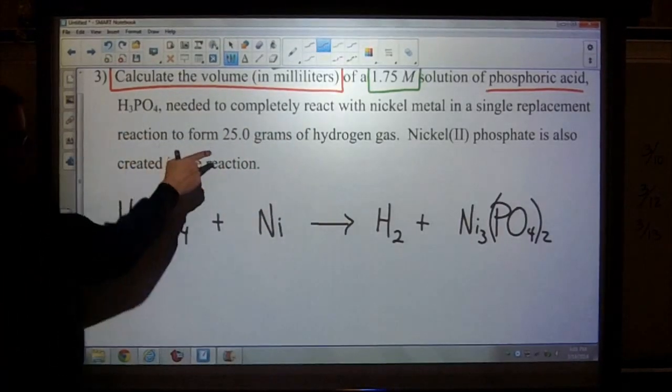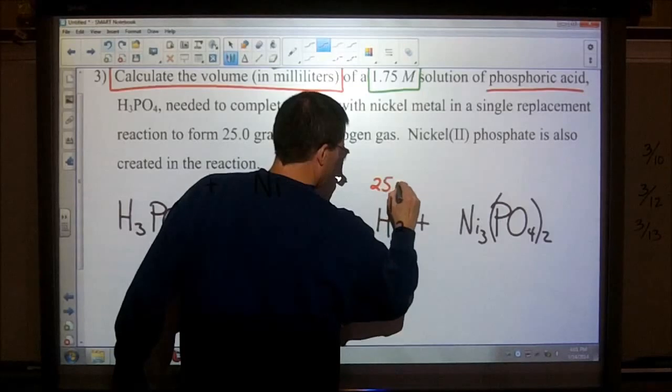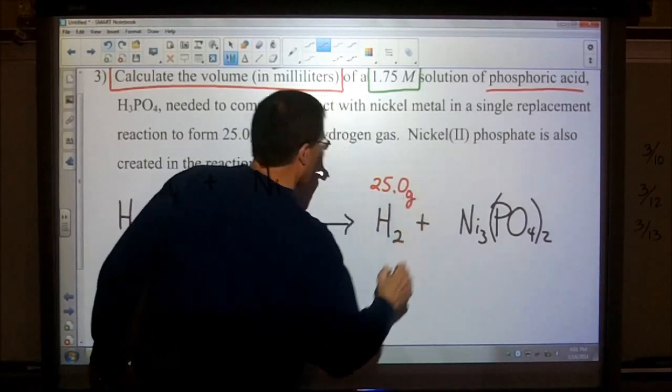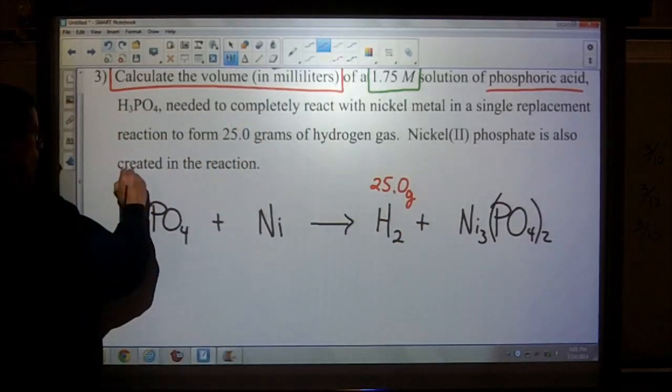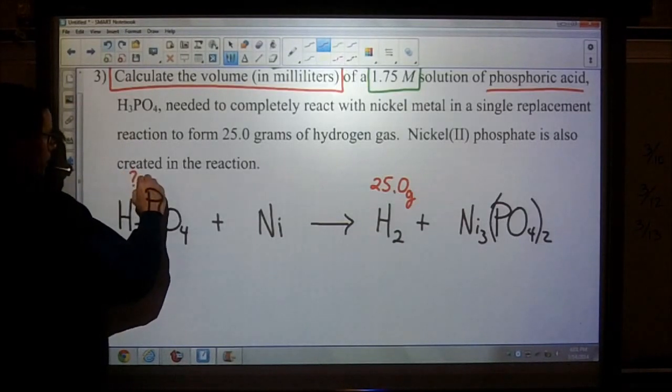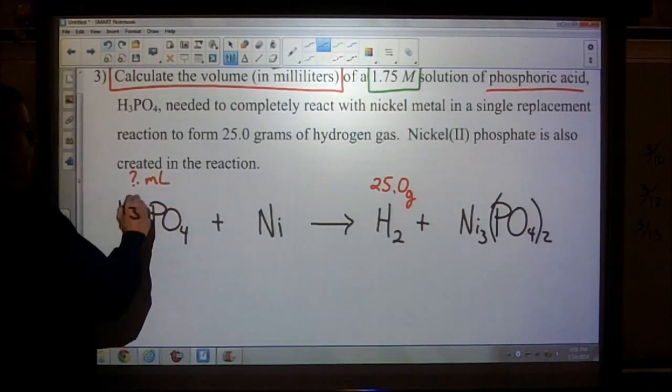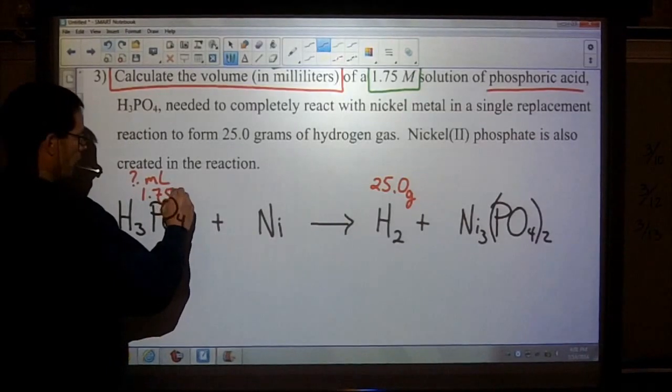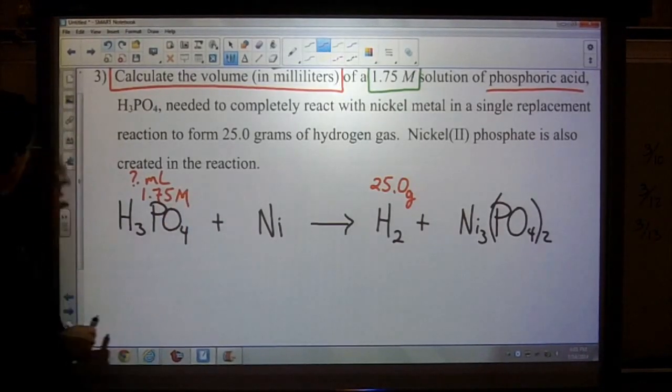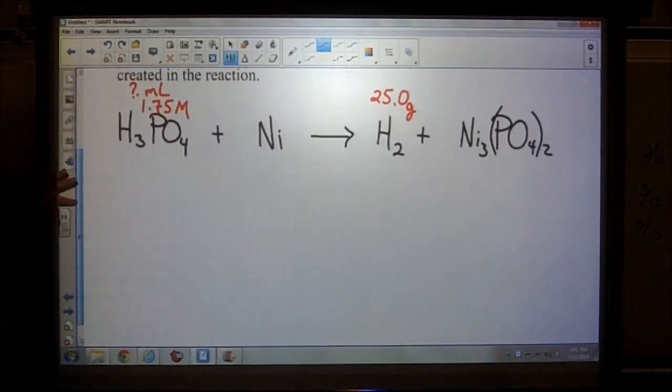So let's write down what we know. So again, we have 25 grams of hydrogen gas. And the question wants to know how many milliliters. How many milliliters if we have a 1.75 molar solution? Okay, so there's the information. Now we don't need to look at the question anymore.